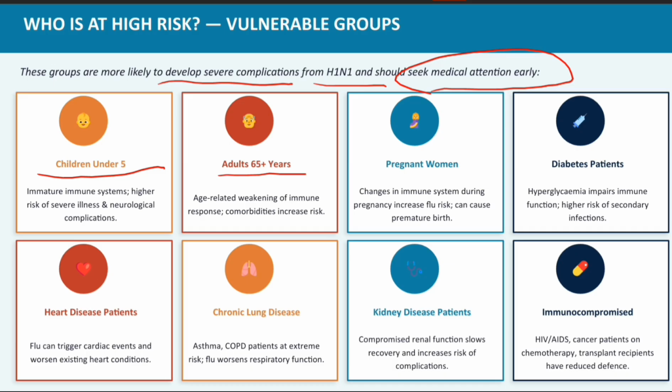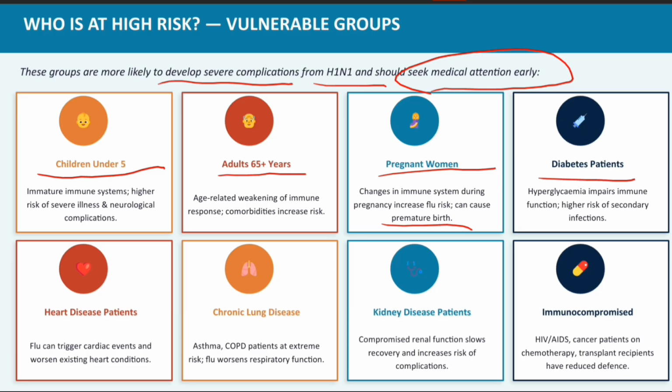As we age, our immune system becomes weaker, and many elderly people also have other health conditions that make recovery harder. The third is pregnant women. Pregnancy changes the immune system, which makes women more susceptible to the flu. H1N1 can also cause premature births. Next are diabetic patients.